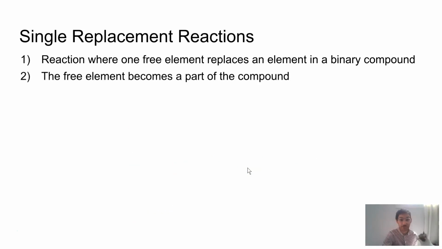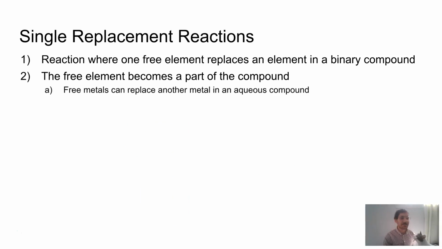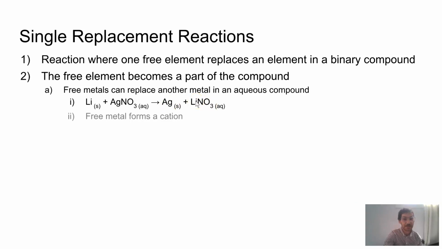So as I said, free element becomes a part of a compound, and this is going to be different for metals or nonmetals. Free metals are going to replace another metal, typically in an aqueous compound. So here is an example. We would see a free lithium replacing silver in this aqueous compound to give us now a free silver and lithium, part of that ionic compound. So our free metal is going to form a cation. Here, lithium goes from being neutrally charged to forming a +1 charge.